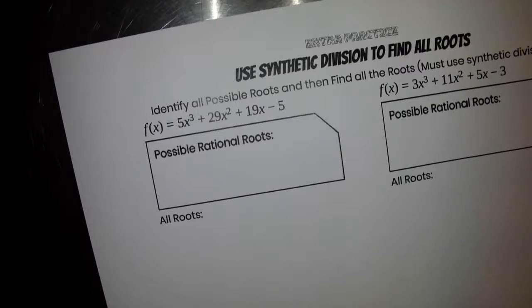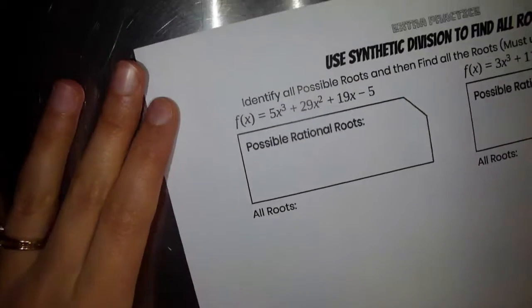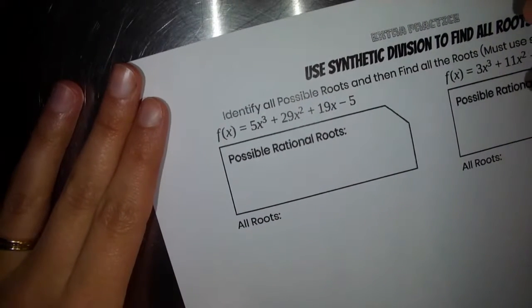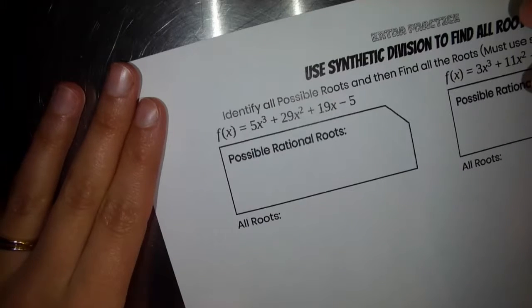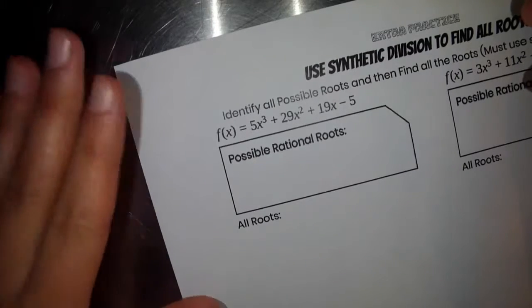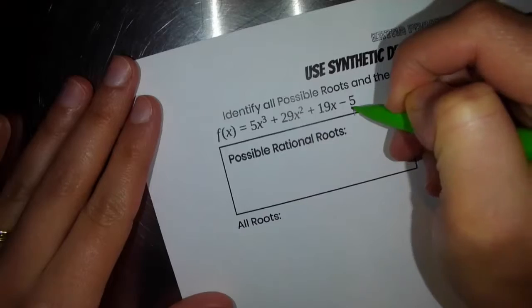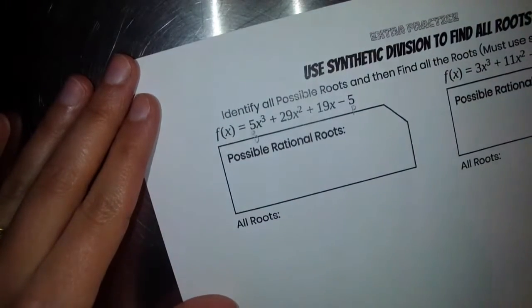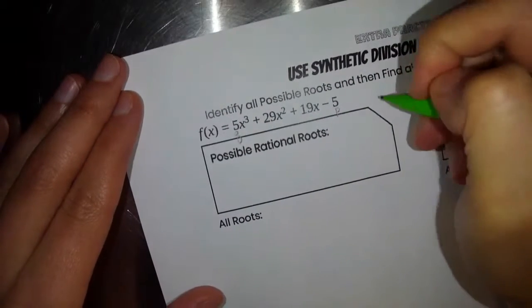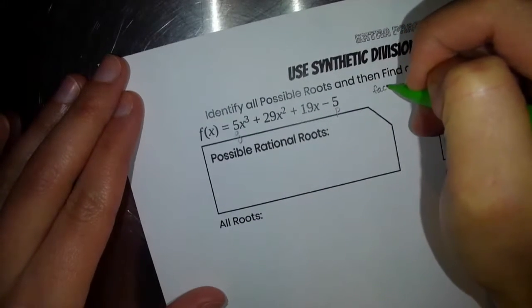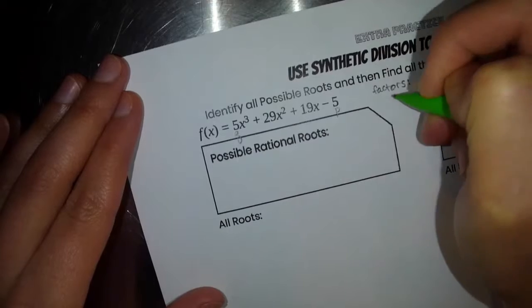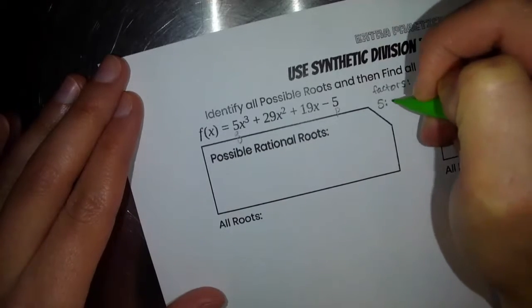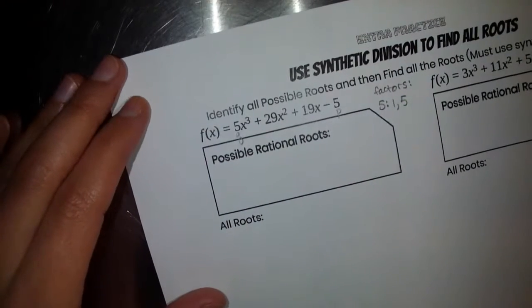to figure this out. Okay, so just looking at this, we can figure out what our possible rational roots are. We do this by doing plus and minus of the p over q, all the factors of p over the factors of q. So 5 is going to be my p, and 5 is my q. So thinking of our factors, they're both 5. So factors of 5 would be 1 and 5.